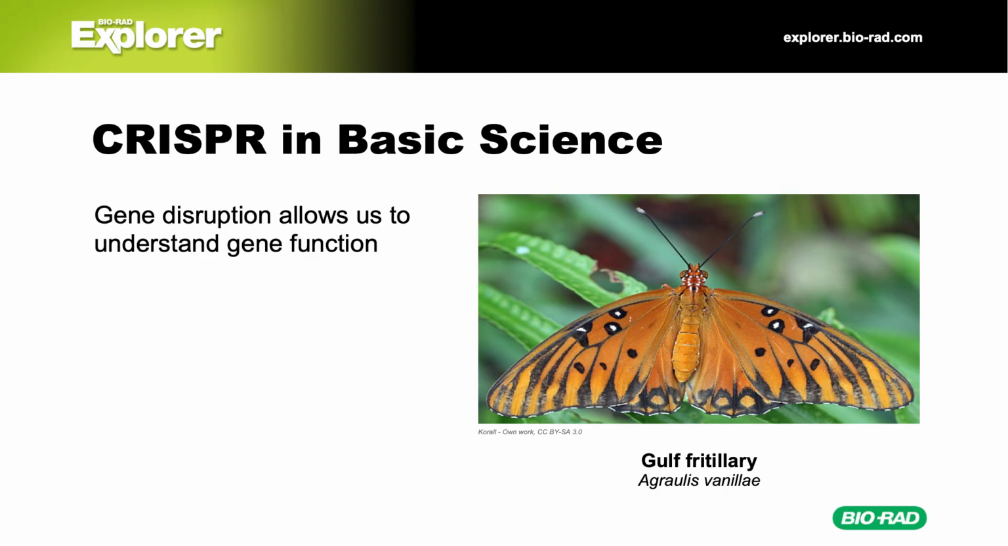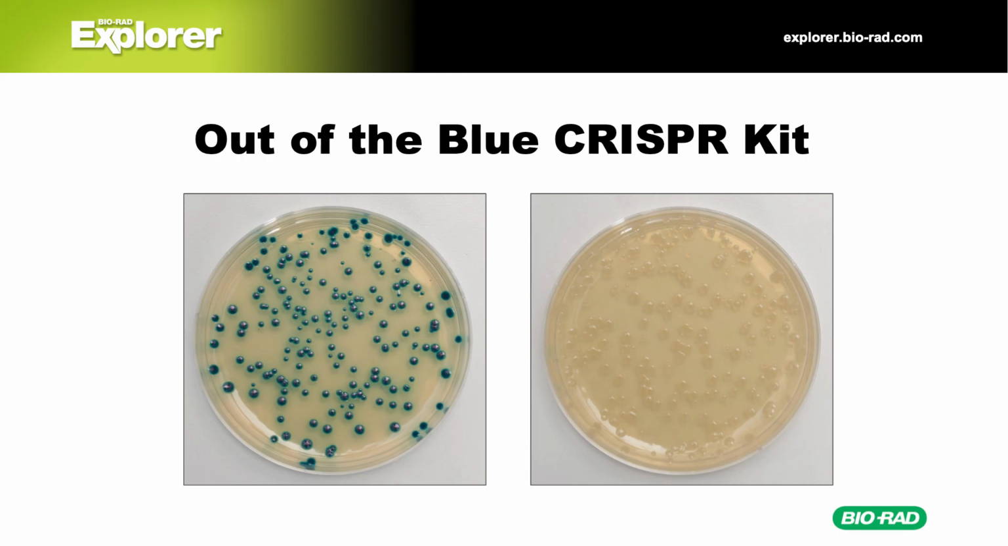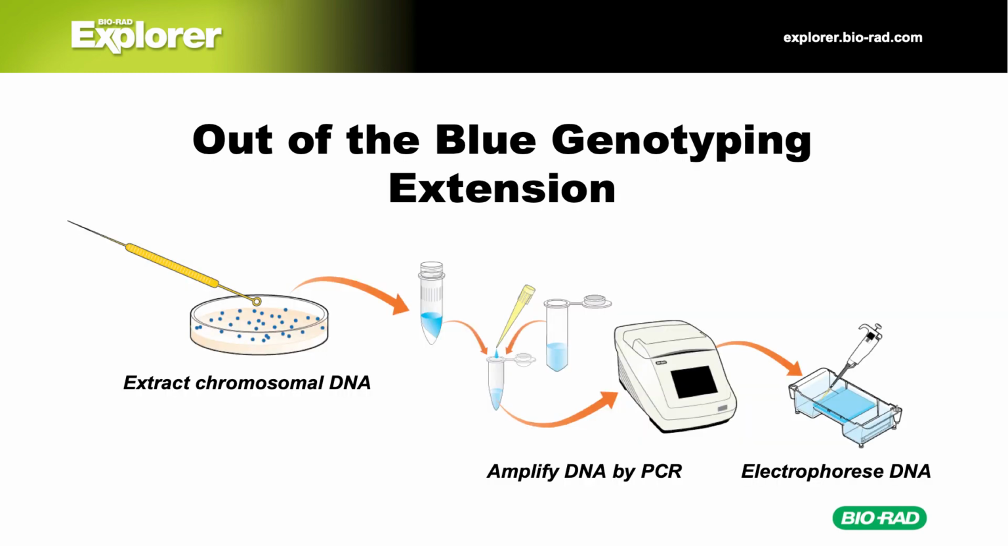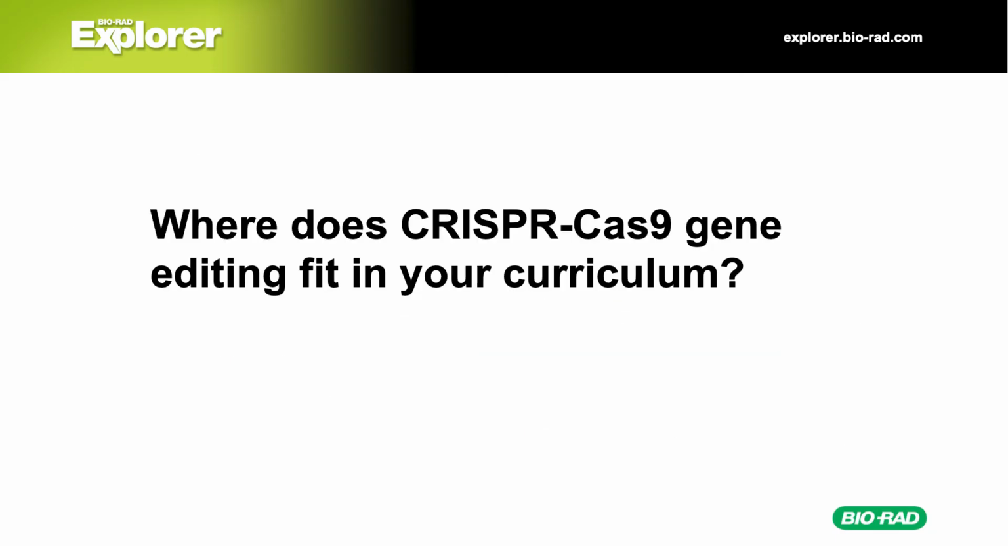With the Out of the Blue CRISPR kit from Bio-Rad, you and your students will be able to use CRISPR in the classroom to disrupt a gene that can be monitored with a color change from blue to white. How do you know for sure that you disrupted the gene in the way you intended it? We don't want any hornless cow situations. Genotype it with Bio-Rad's Out of the Blue Genotyping Extension Kit. Now that we've taken care of the hard part, all you have to do is think about where CRISPR-Cas9 gene editing fits into your curriculum.